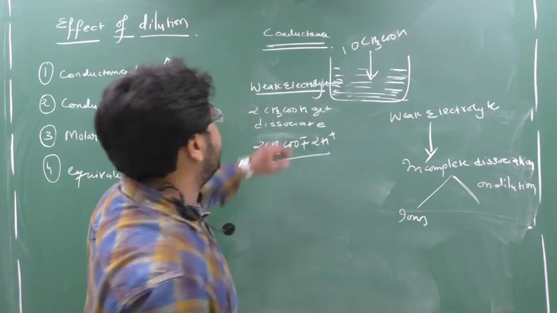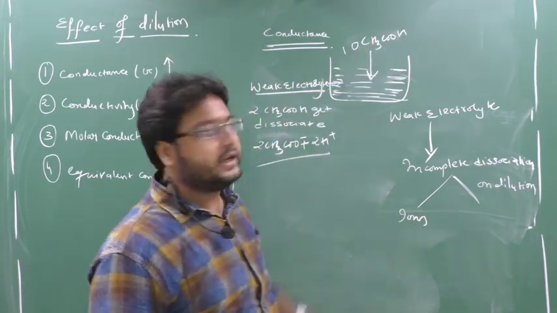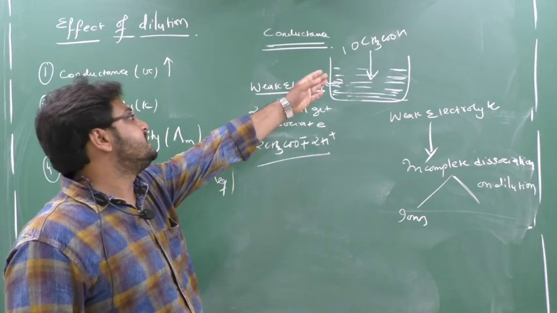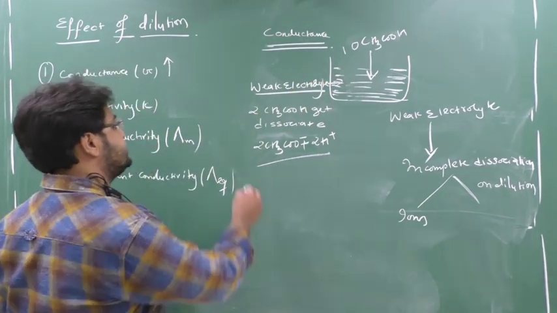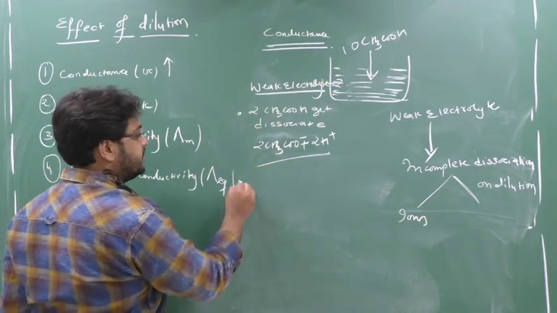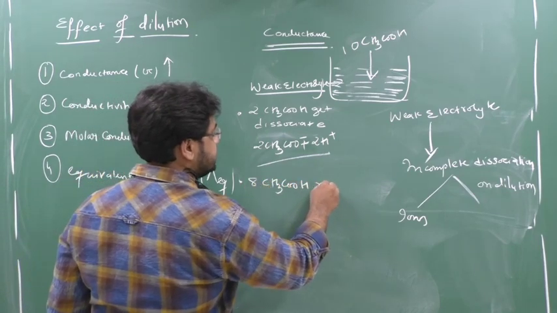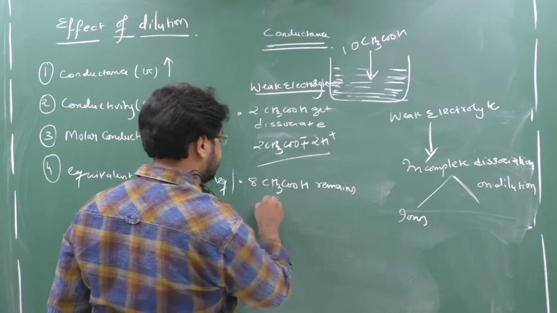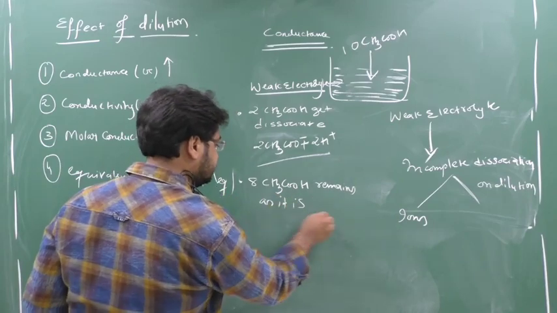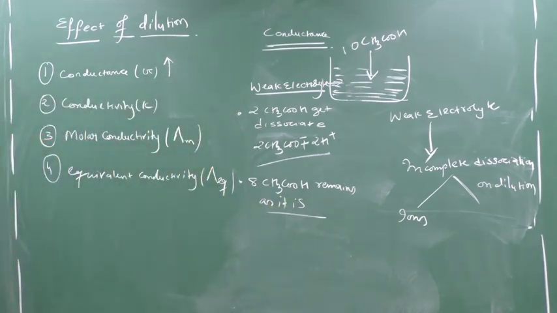See here, I have taken 10 CH3COOH. Out of 10 CH3COOH, how much get dissociated? Say for example 2 get dissociated. So what is remaining? 8 CH3COOH remain as they are. Yes or no?